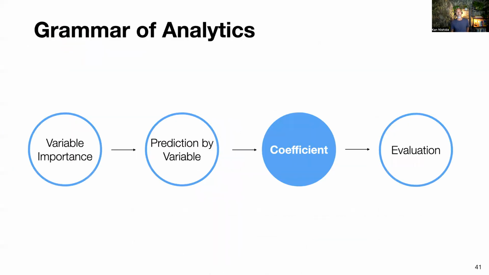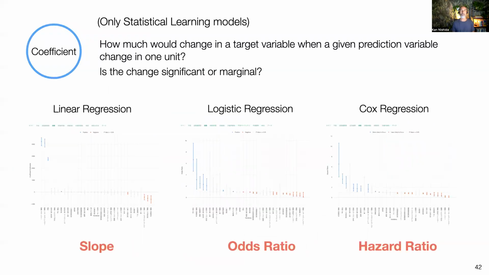Okay, so the next one, the coefficient. Again, this is available only for statistical learning models. So if you're using a random forest or XGBoost, you don't even have to worry about this. It's actually easier to start with, so it's much easier to start with a random forest in terms of understanding what the model is saying. But the one downside is that you don't get the variable information in this tab when you use a machine learning model. So that's the sort of pros and cons.